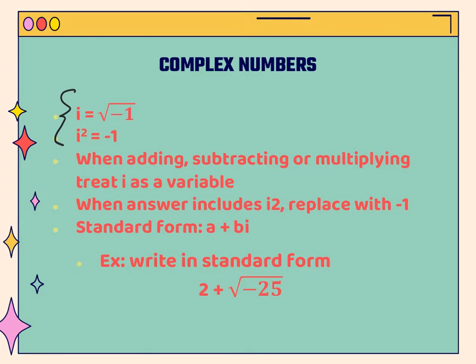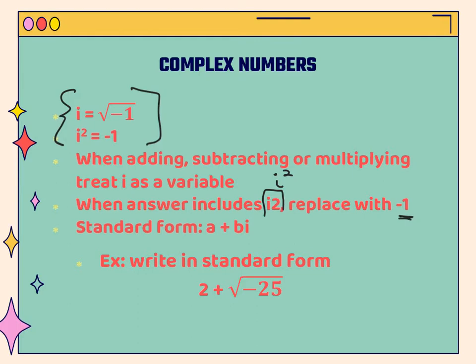And you need to memorize that the value of i is equal to the square root of -1. And you also need to memorize that i squared equals -1. So you're going to memorize these because we're going to be using this information. Now, when we add and subtract or multiply, all we're going to do is treat i like a variable. And then when our answer includes i squared, whenever we end up with an i squared in our answer, we're going to take out that i squared and we're going to replace it with a -1.